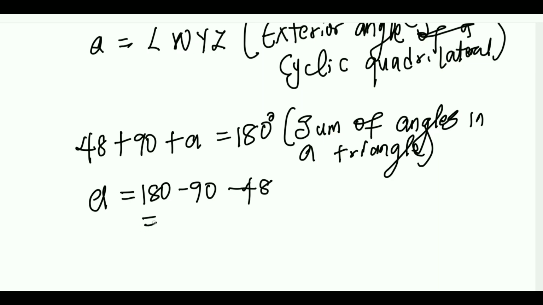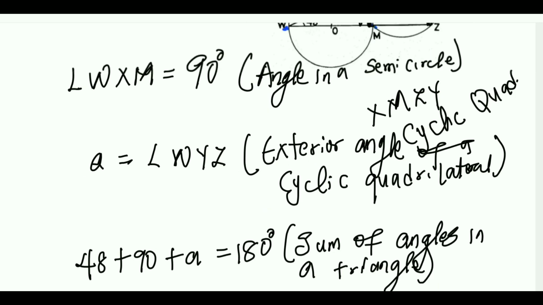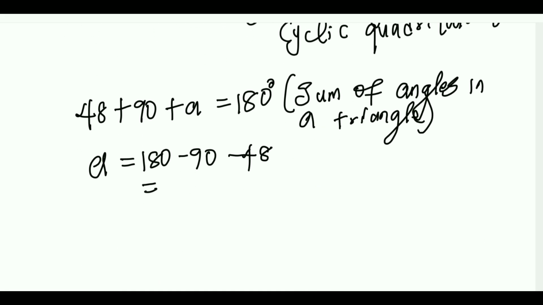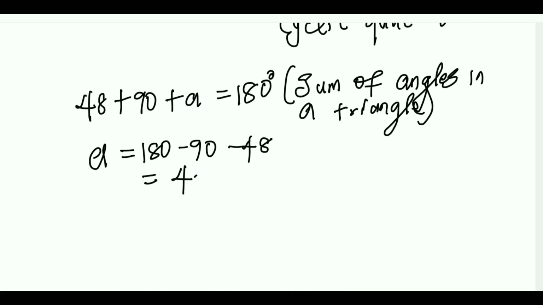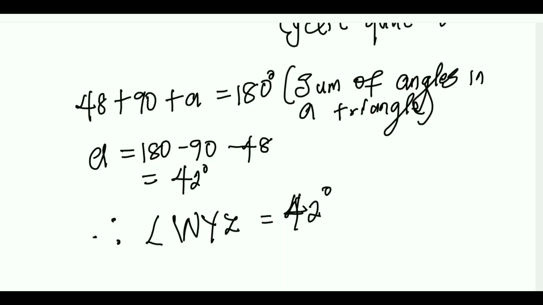I know someone would have just said 90 minus 48 because you already have this as 90. I know that's correct. So this is going to give us 42. So therefore, angle WYZ is equal to 42 degrees. And that's it. You get your full mark.